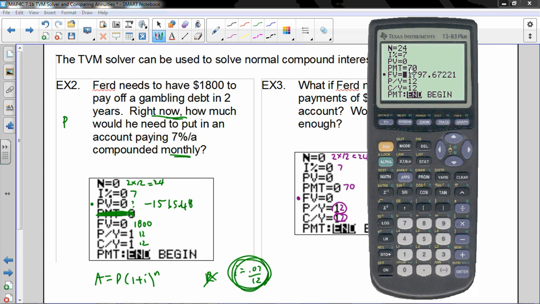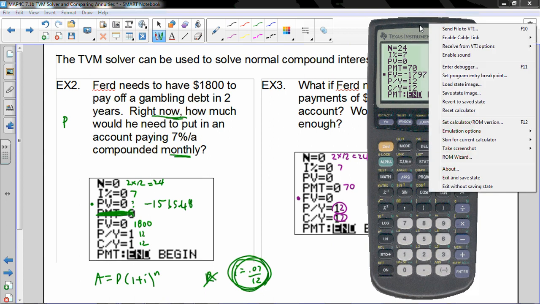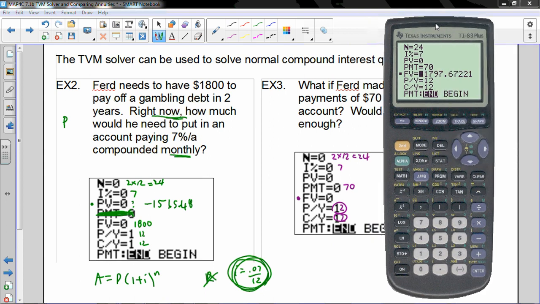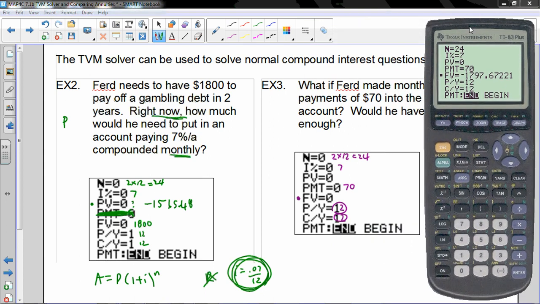And notice the $70 out of his pocket, then he gets to take it out of the bank at the end and pay off his gambling debt. Quite the day for Ferd, you know, smoking and gambling, and I wonder what he's up to in the next example.